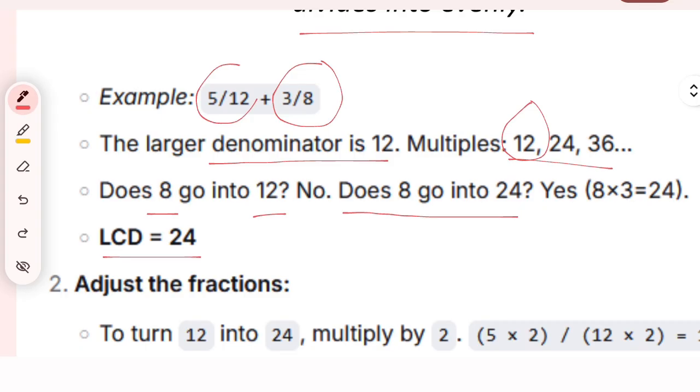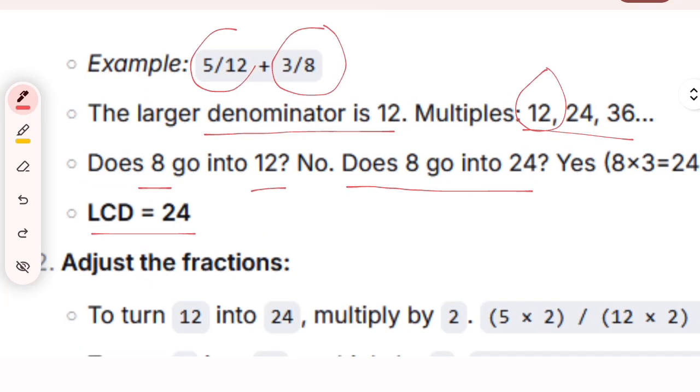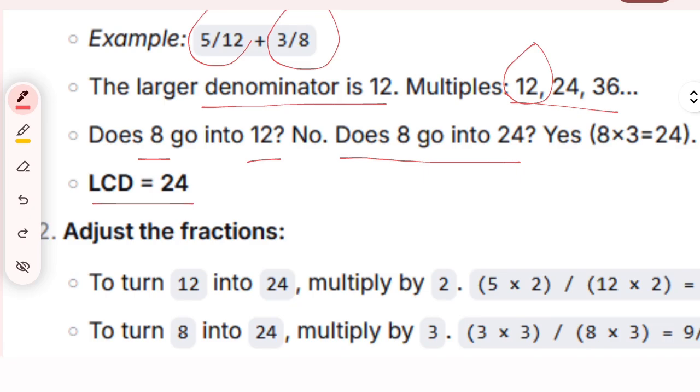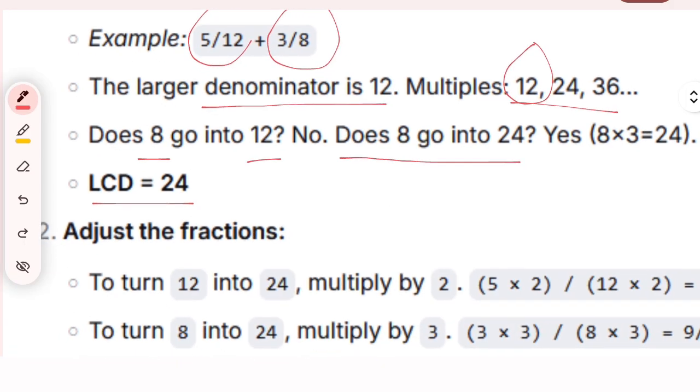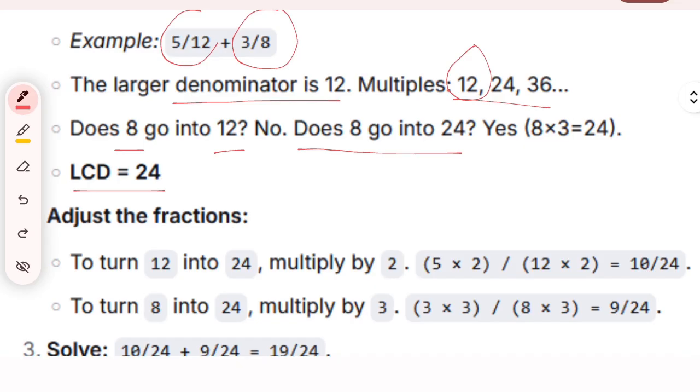Now that we know the LCD, we will convert 5/12 and 3/8 into equivalent fractions that have a denominator of 24. Starting with 5/12, for it to have a denominator of 24, we multiply the numerator and the denominator by 2. So 5 times 2 is 10, and 12 times 2 is 24. So 5/12 becomes 10/24.